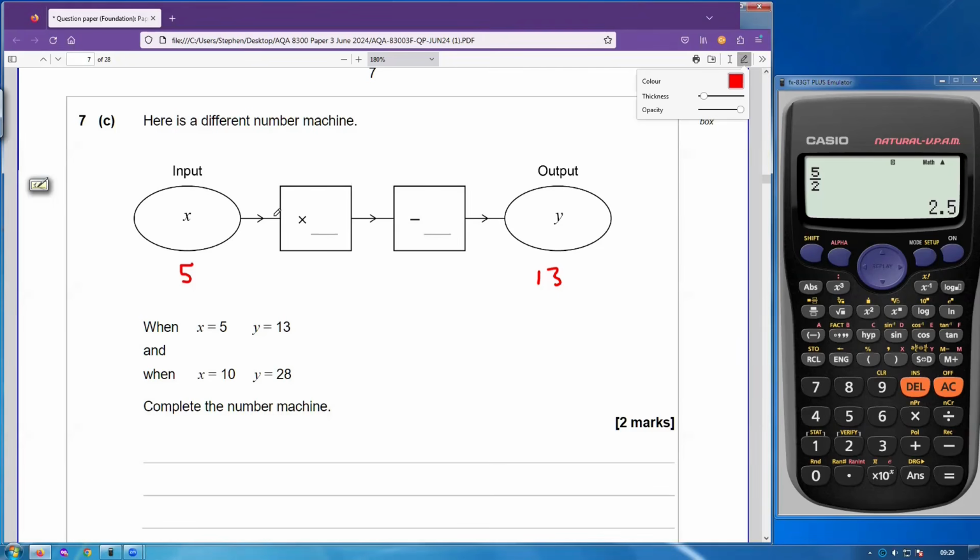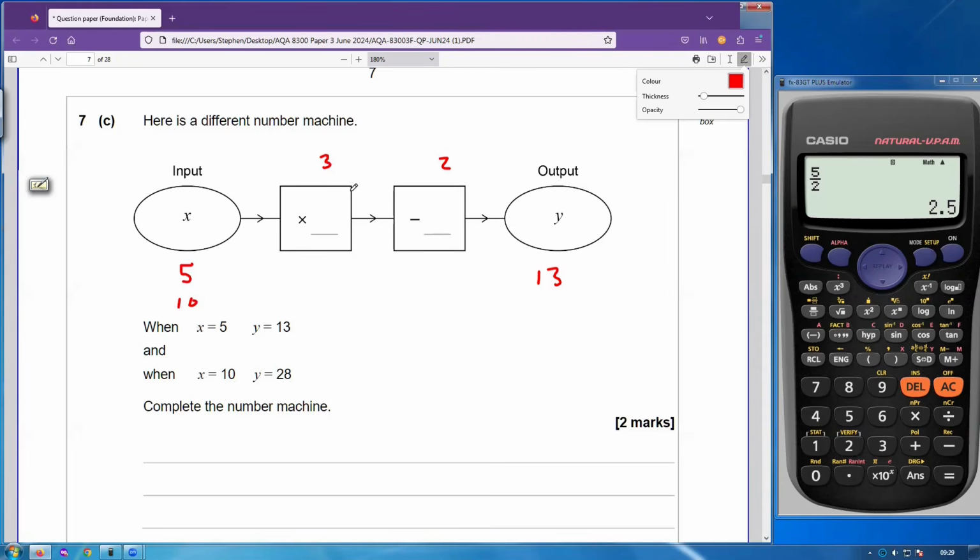I'm going to actually guess some of these. If it was times 3, 5 times 3 would be 15. And then we could take off 2 to get us to 13. So I'm going to try that first, minus 2, and see what happens. And then try this one. When x is 10, 10 times 3 is 30. 30 minus 2 again would be 28. So yeah, they're 3 and 2.